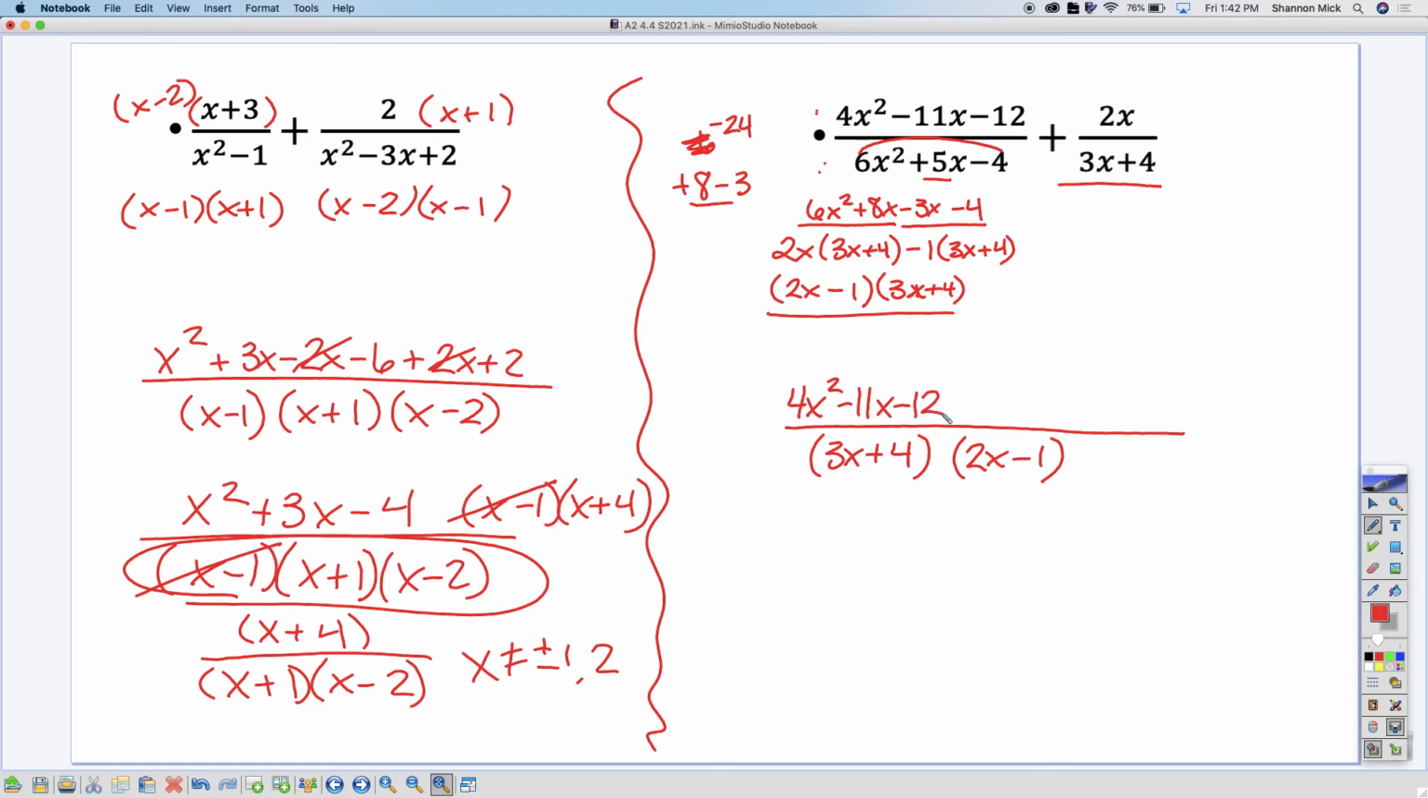Okay. Now this is positive 2x. If I was subtracting, it would be what? Negative 2x. What do I need to multiply 2x by? 2x minus 1. Why do I need to multiply by 2x minus 1? Because 3x plus 4 is already in the denominator. 2x minus 1 is the factor that's missing from that fraction. Correct? So I distribute the 2x, and hopefully you would get 4x squared minus 2x.